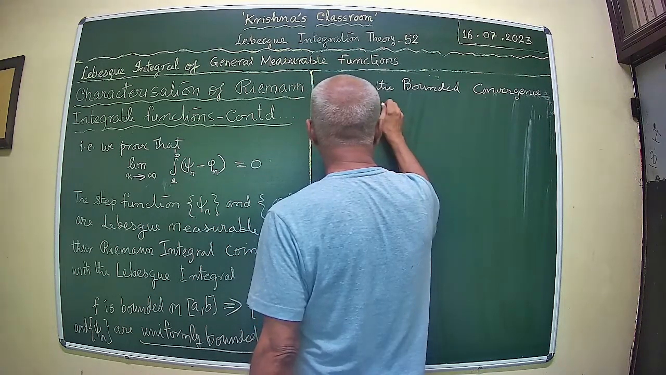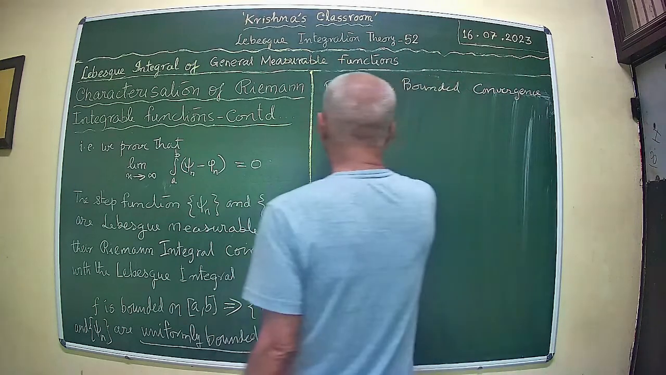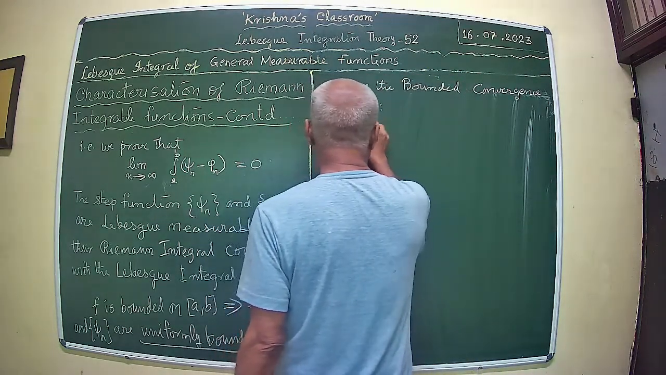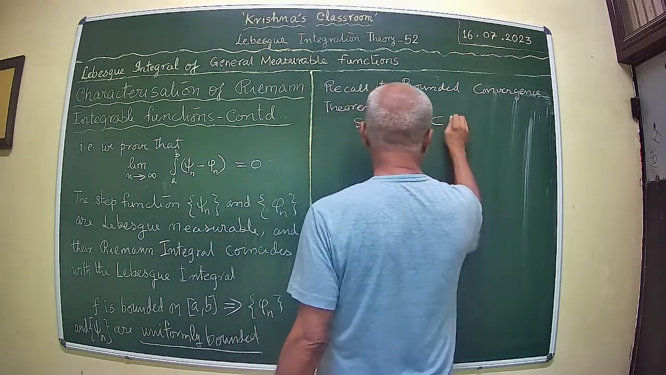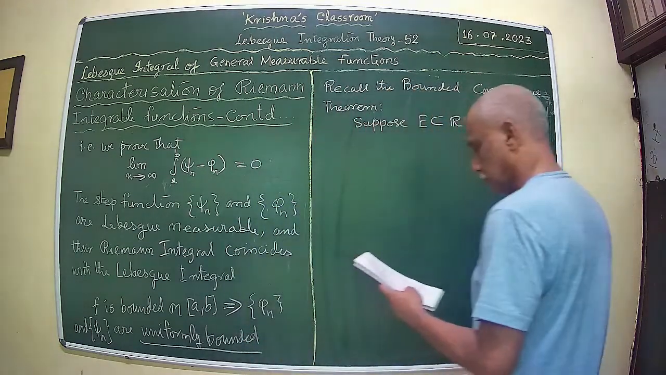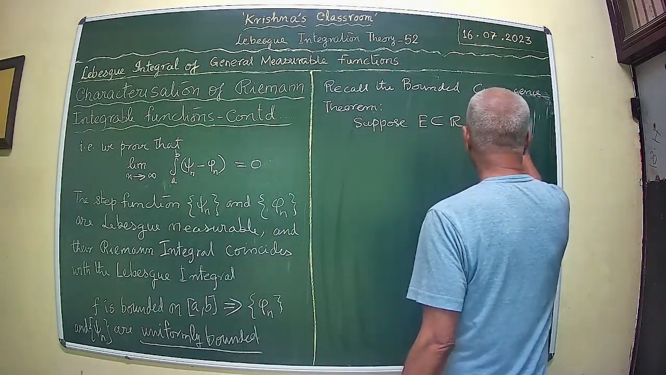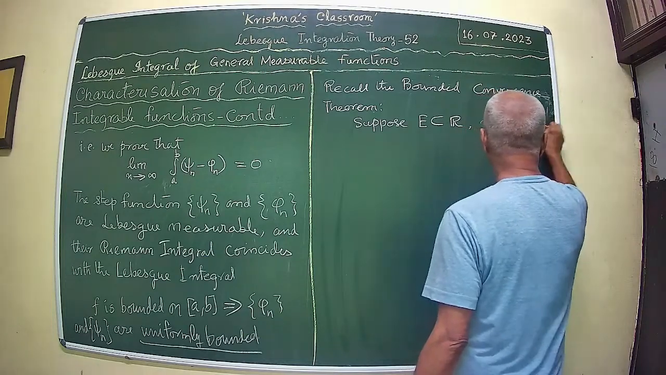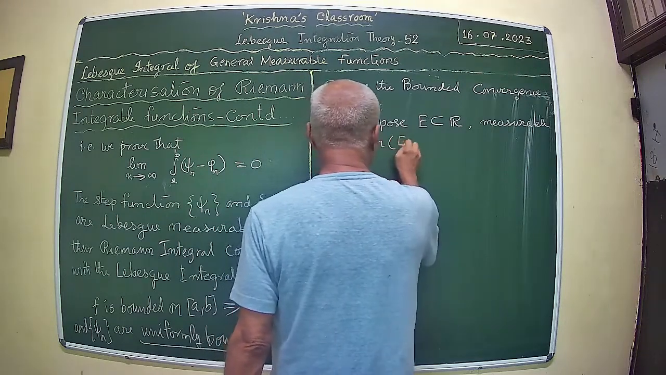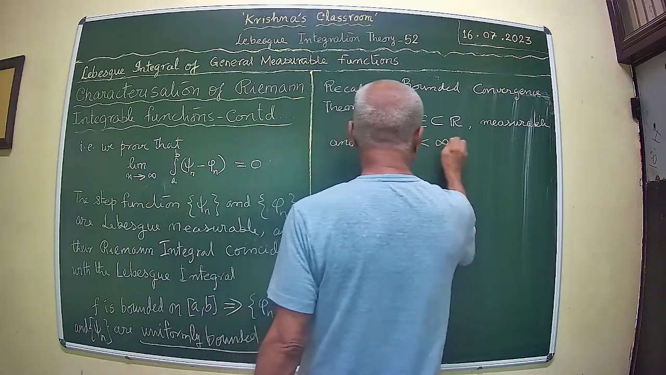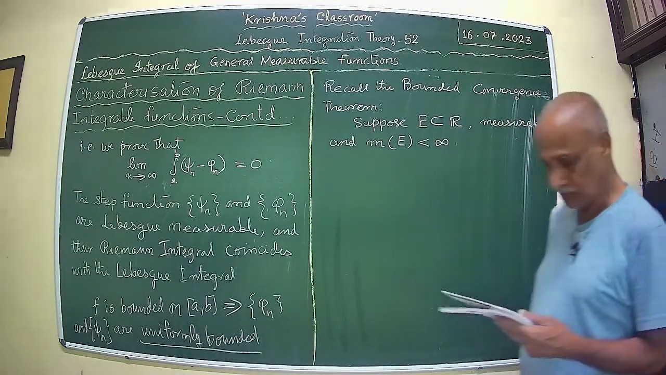What does it say? It says the following. Suppose R and measurable and measure of E is y. Now these are the basic assumptions which are all satisfied in this situation. Okay.